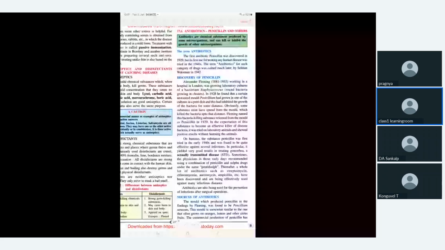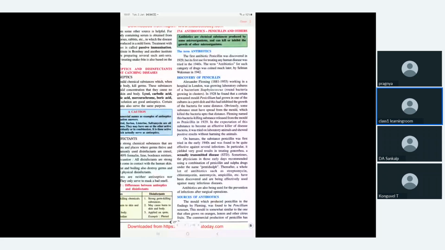And of course it was an accidental discovery. Sometimes, like he left his culture and the culture got weakened, and that culture did not kill the pathogen. So that's how, based on his own basic research, he discovered this penicillin. Okay, fine.